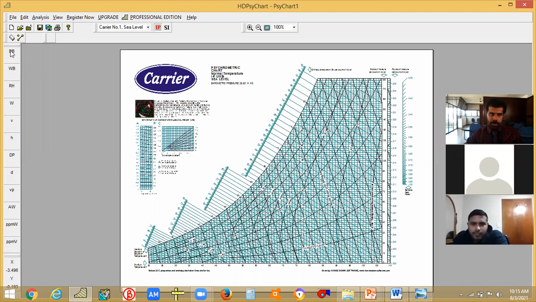Now, what is this dB? It is dry bulb temperature in degrees Fahrenheit. This is wet bulb temperature. This is relative humidity. These are the different properties of the air-water vapor mixture. This is humidity ratio, grains per pound, specific volume, enthalpy, dew point temperature, density, vapor pressure, absolute humidity, parts per million by volume. These are the coordinates.